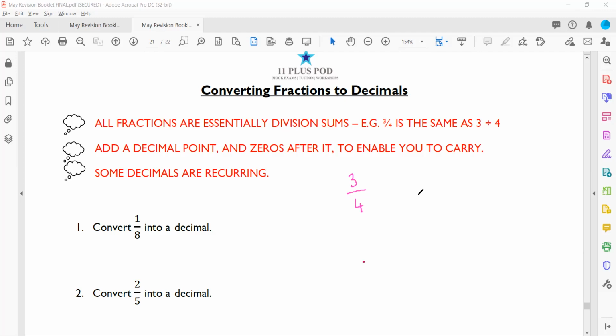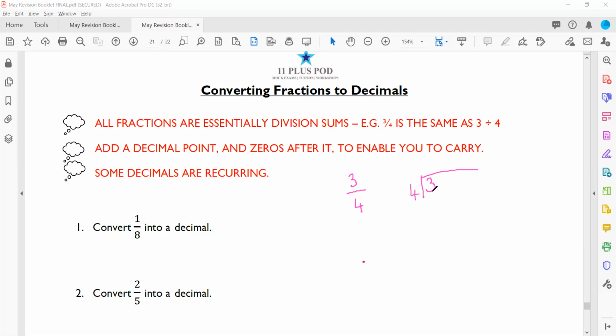So in order to convert that into a decimal, I'm sure some of you know what it is straight off anyway, but if you didn't know what it was as a decimal, you would do the sum 3 divided by 4. Now, to make sure you get everything around the right way, write the sum as you say it. So it's 3 divided by 4.